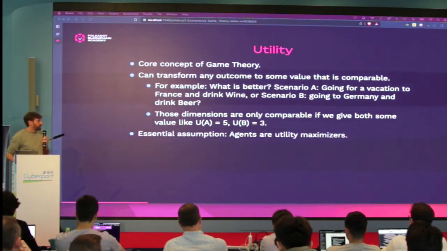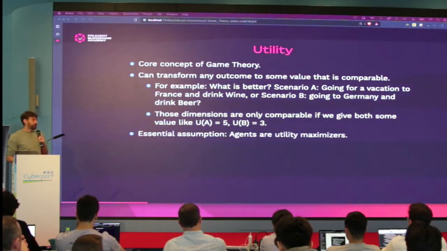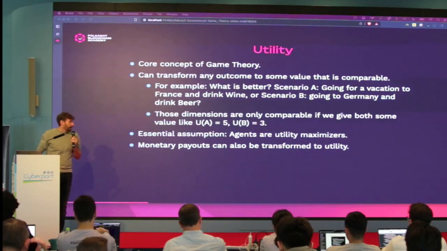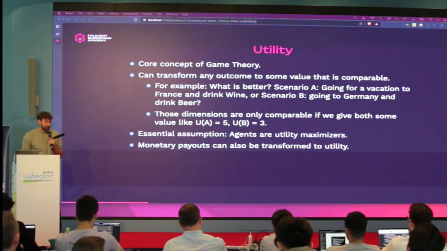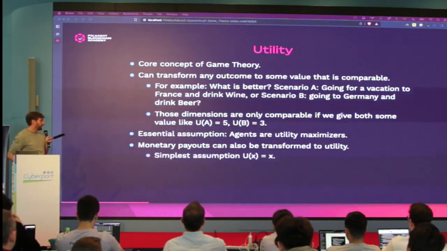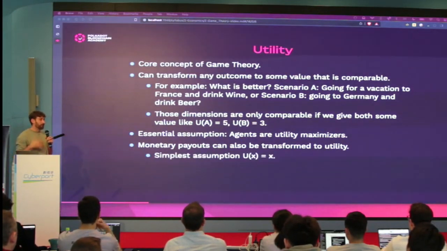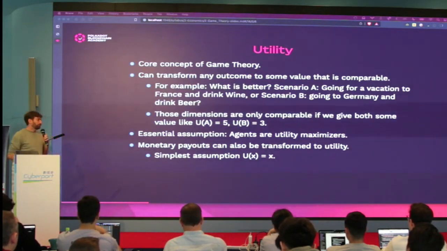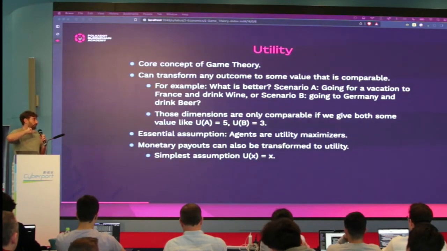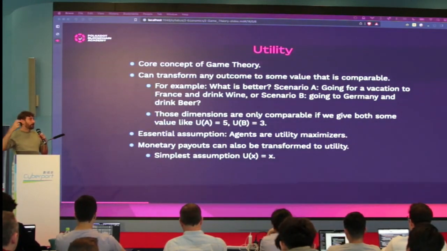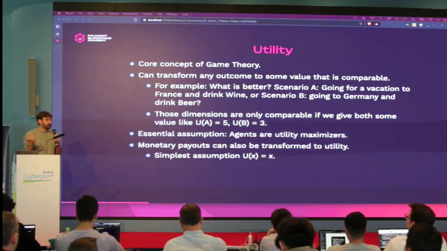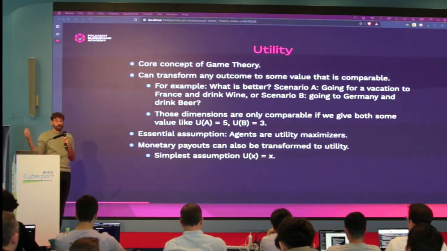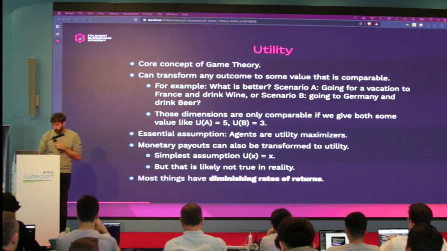And the essential assumption here is that agents are utility maximizers. They always try to maximize the utility. They try to get as much utility as possible. And what is important here is that monetary payouts can also be transformed into utility. The simplest assumption is that the utility of some value X is X, right? Like if the utility of 100 euros is 100, that is quite a simplifying assumption. But that might not be true in reality, right? Because everything has kind of diminishing returns. It could be that at the beginning 100 euros is much more valuable to you than at the end, because you already have enough money. If Bill Gates gets another 100 euros, he probably doesn't care, but a homeless person getting 100 euros has huge utility, right? Exactly.